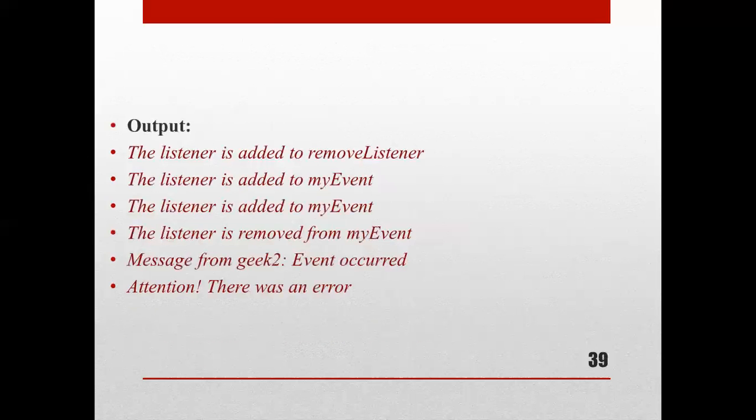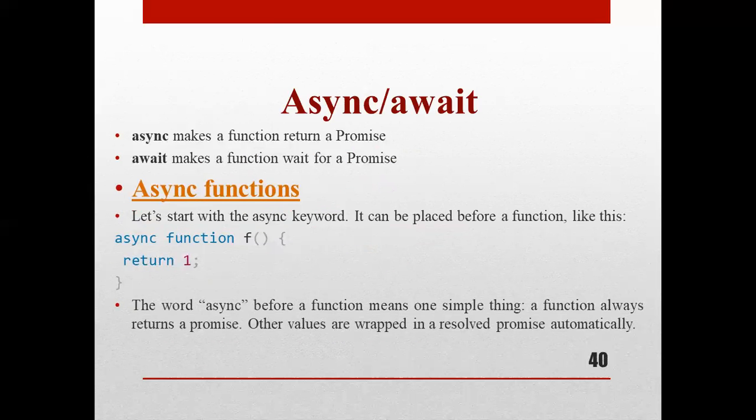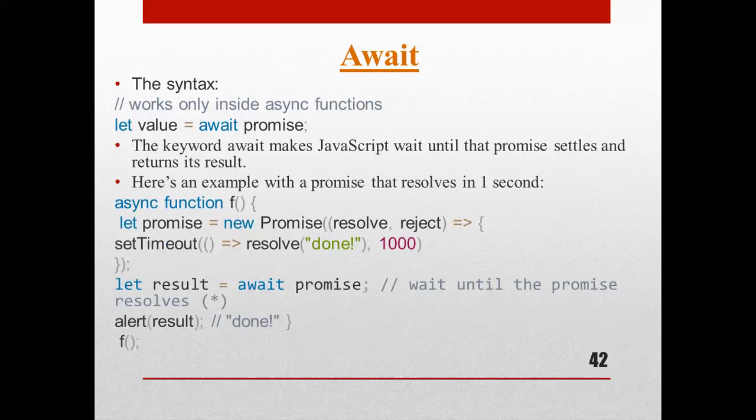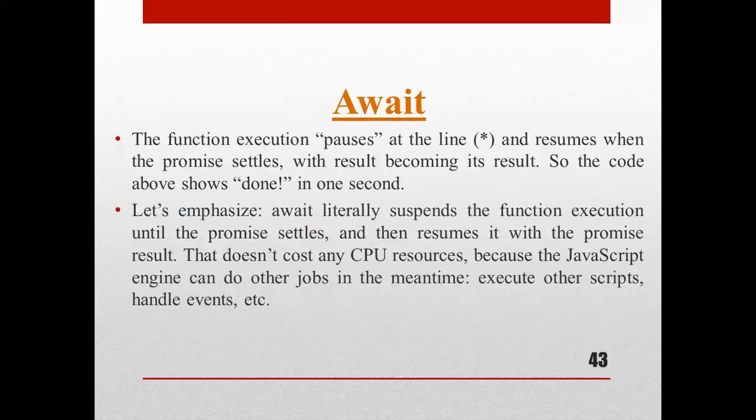And we have seen async and await: asynchronous functions make a function return a promise, and await makes a function wait for a promise. We have seen that the await keyword works only inside an asynchronous function, and we have seen an example of await with an asynchronous function.